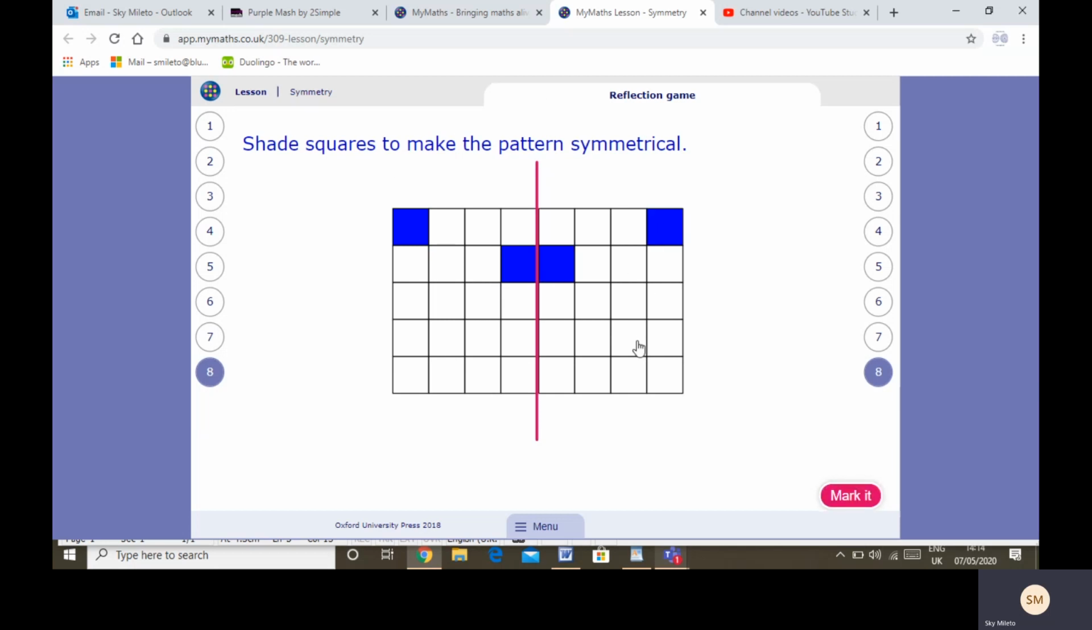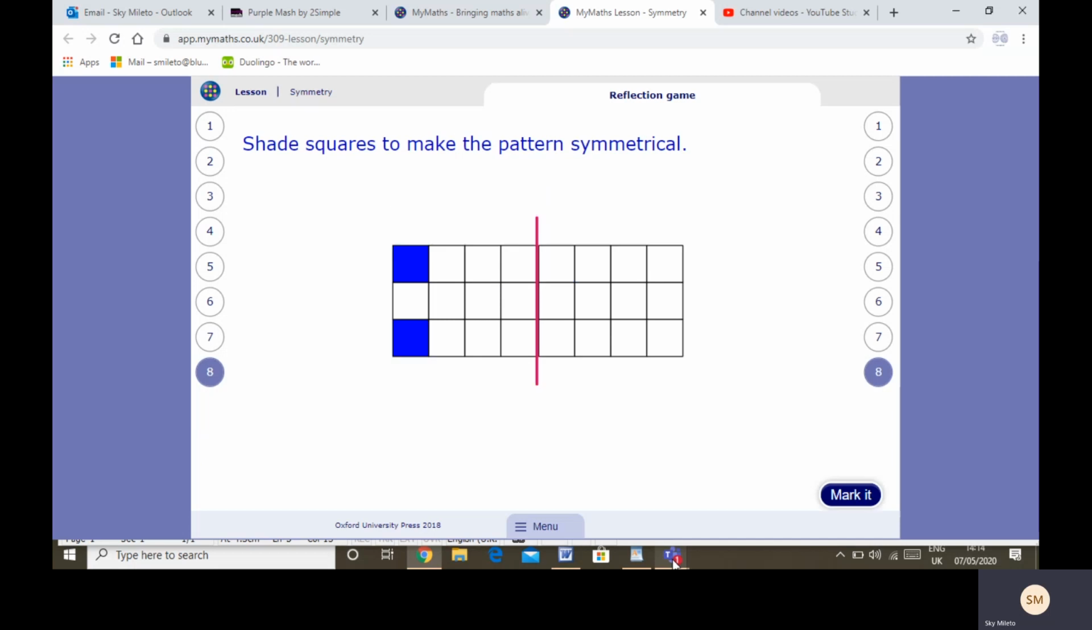Okay, I'm just going to finish there. Nice short lesson today. Nice and simple with symmetry. Looking forward to going on to angles tomorrow. I really enjoy angles work, so I hope you do too.